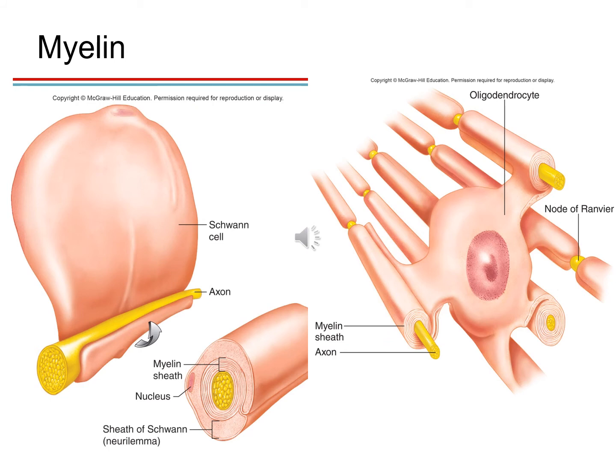The myelin is produced by two types of neuroglias. On the left side, you have the Schwann cell that produces myelin in the neurons of the peripheral nervous system, and the oligodendrocytes that produce myelin around the axons of the central nervous system neurons.